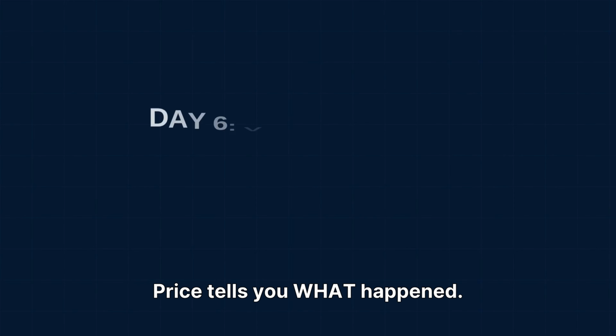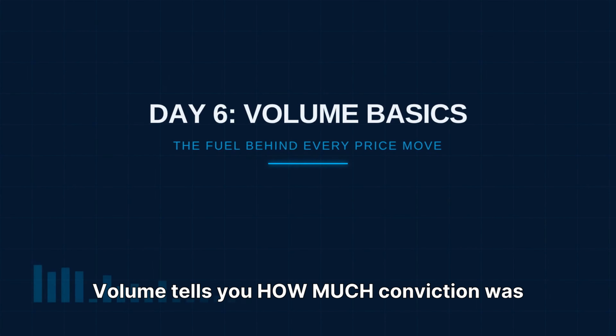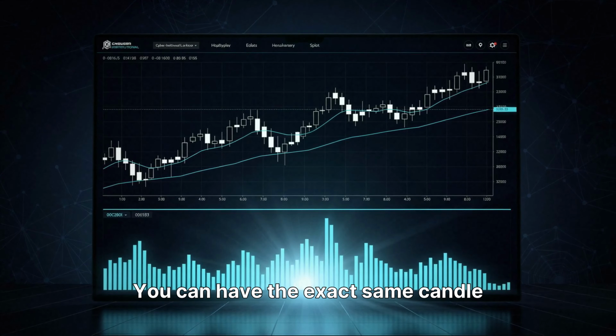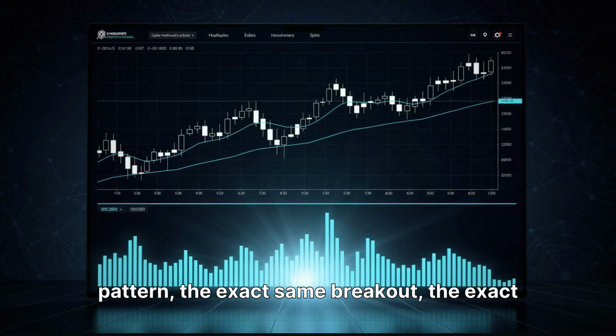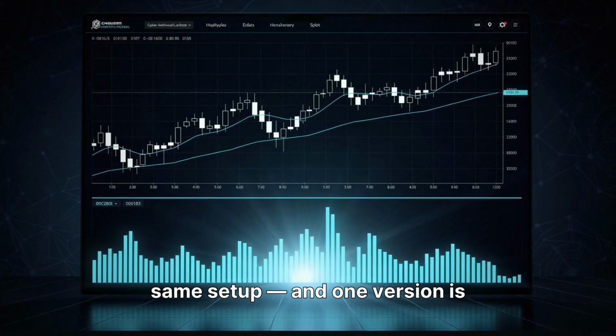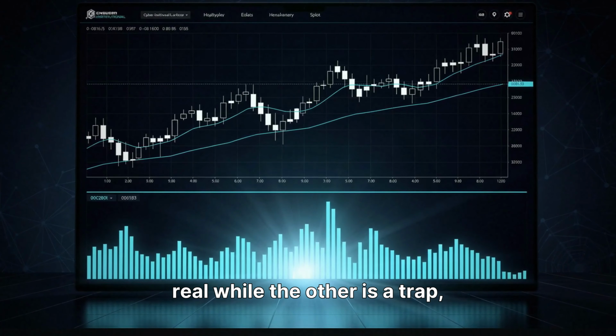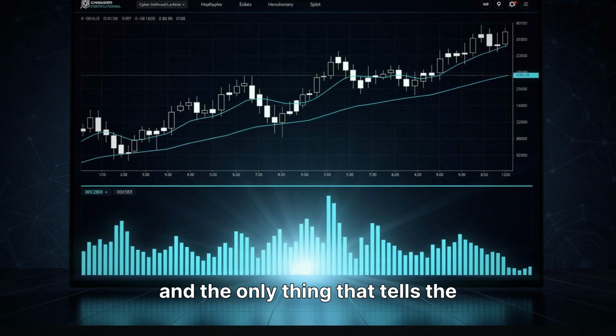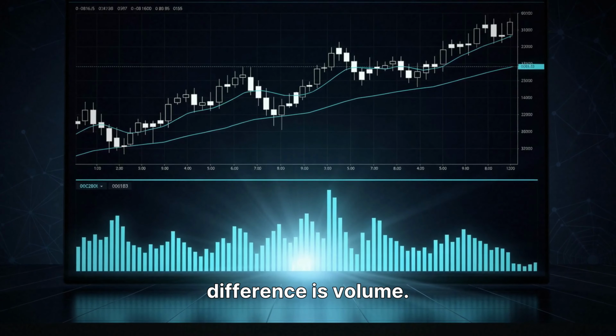Price tells you what happened. Volume tells you how much conviction was behind it. You can have the exact same candle pattern, the exact same breakout, the exact same setup, and one version is real while the other is a trap, and the only thing that tells the difference is volume.